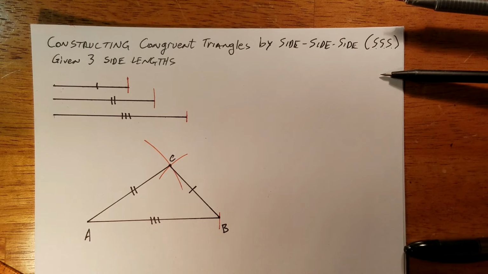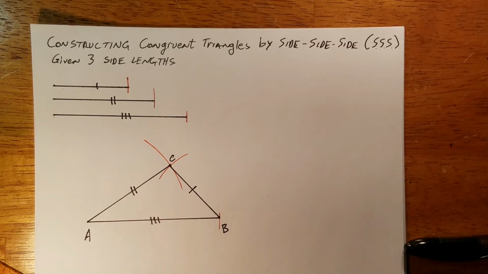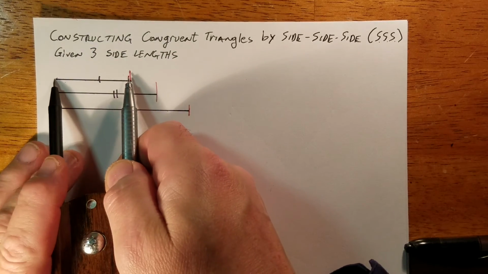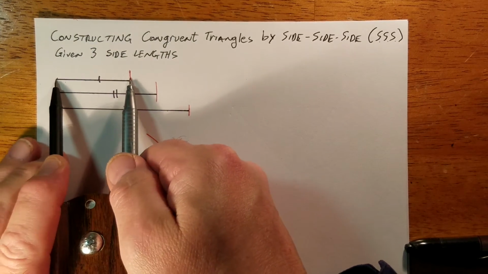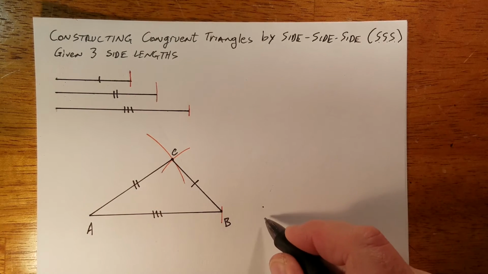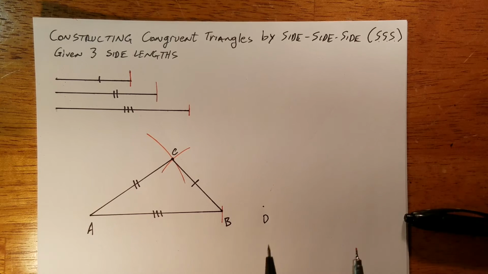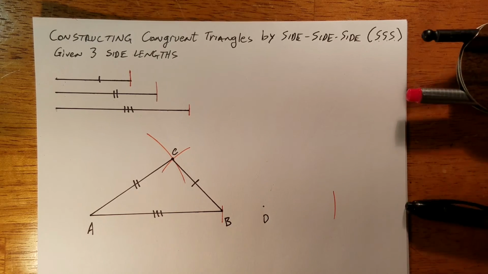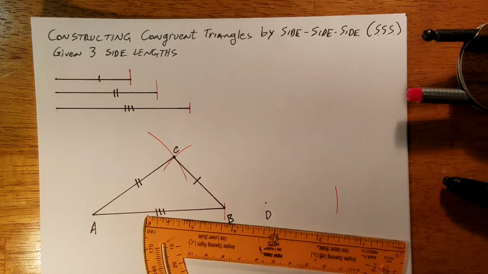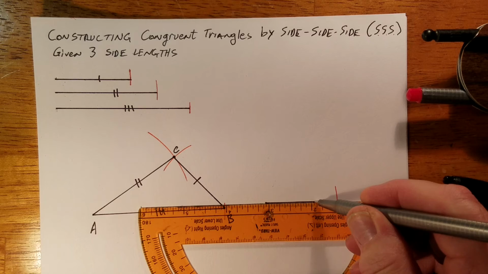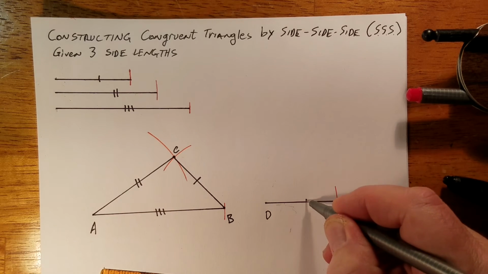This time, maybe instead of putting the longer side on the bottom, how about the shorter side on the bottom? Okay, so I'll start with a point over here. We could call it point D. With my compass, make an arc. Draw. And we have that copied.